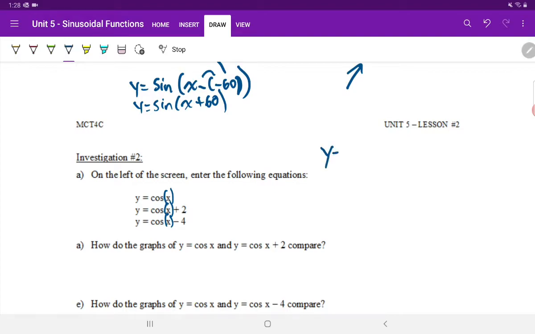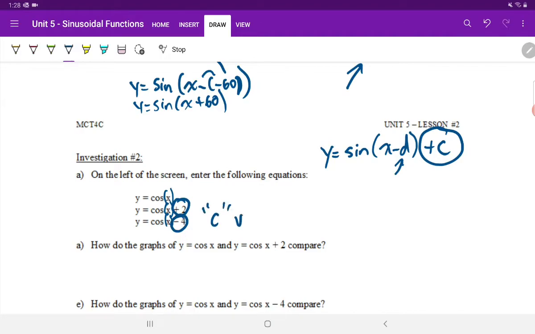And so what we're looking at here is the effect of this variable here, our c value. We've already now looked at what d does. It translates or shifts our graph left or right. Now we're going to look at what c does. So we're going to plot these three equations, and all plus 2, minus 4, that's our c value there. Okay, it is not our d because it's not in the brackets. So let's plot these three curves, and then we'll investigate them just like we did above.